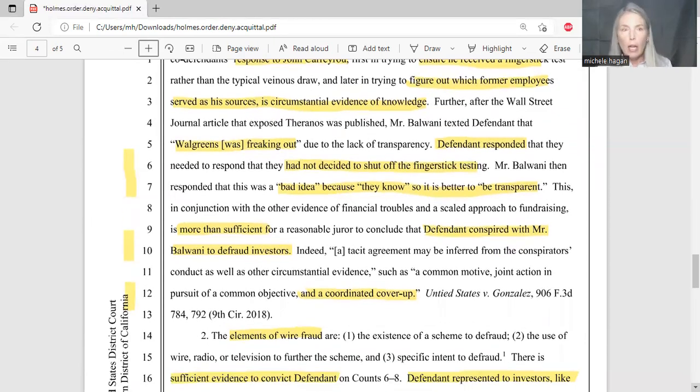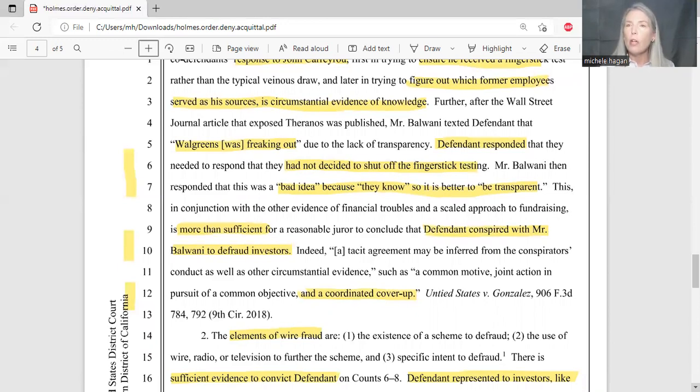And the judge said this, in conjunction with other evidence of financial troubles and a scaled approach to fundraising, is more than sufficient for a reasonable juror to conclude that the defendant, that Holmes conspired with Balwani to defraud investors. So the judge found that there was more than sufficient evidence to support these jury verdicts to find that Holmes conspired with Balwani to defraud investors.